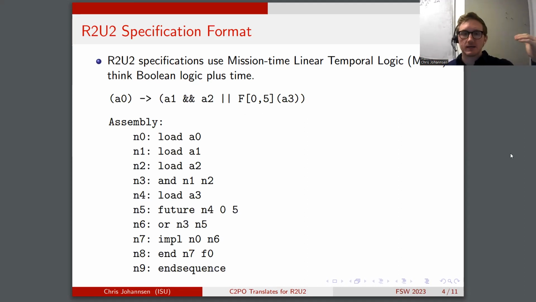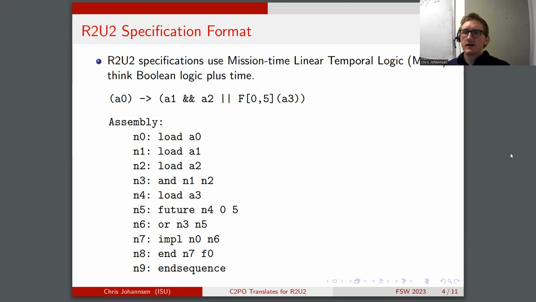So this formula here is maybe an MLTL formula. We have 3 Boolean variables here, A0, A1, A2, A3, and we could say things like A0 implies A1 and A2, or, and then this is an eventually operator. This F[0,5] A3 says that A3 is true 0 to 5 time steps from now. So it's only true if A3 is true within there.